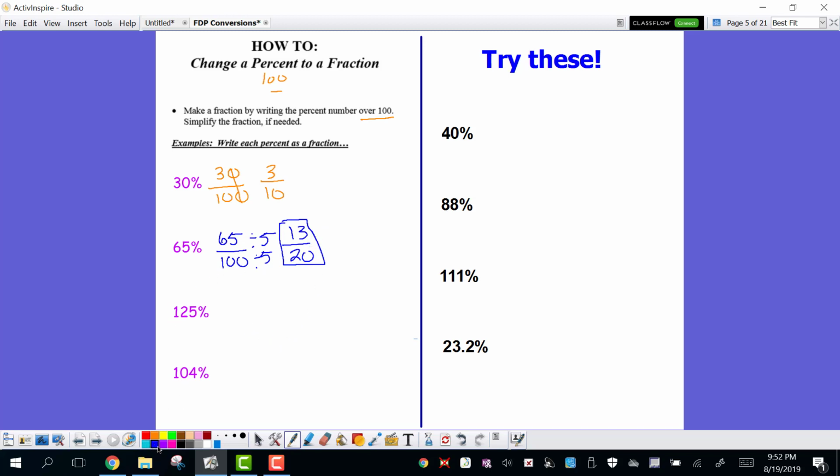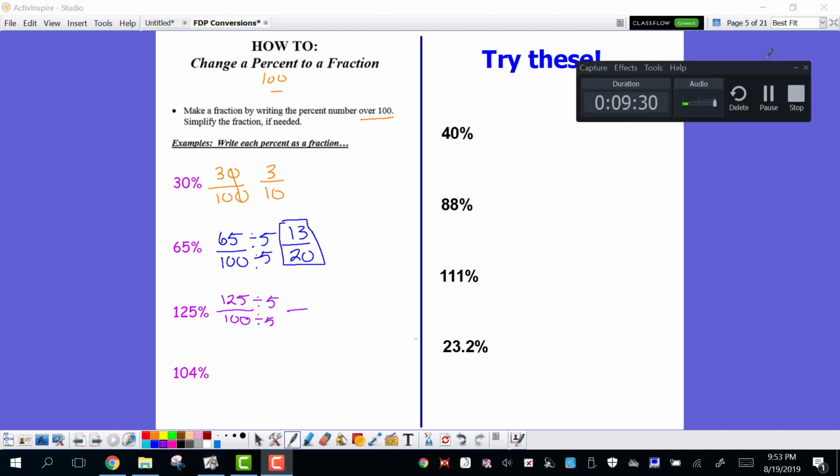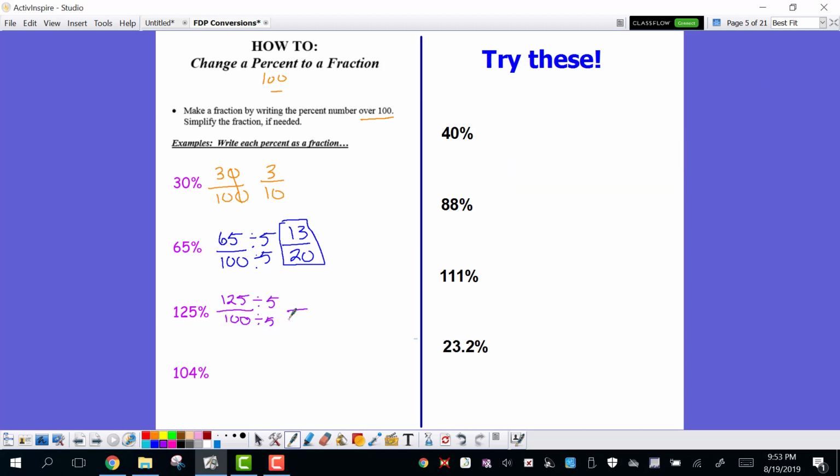Okay, here now we have 125%. Again, you write it over 100, so you have 125 over 100. Again, think small, simplify. Okay, well I can simplify this by 5. And I know that 100 divided by 5 gives me 20, and 125 divided by 5 gives me 25.